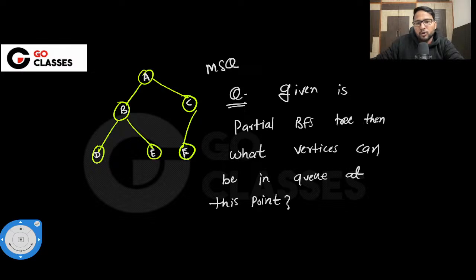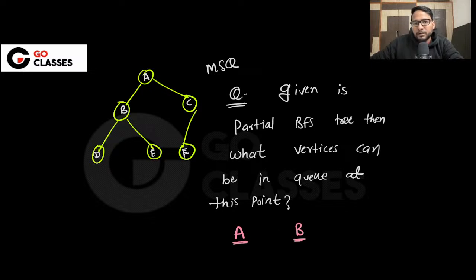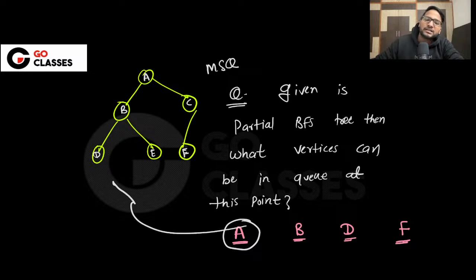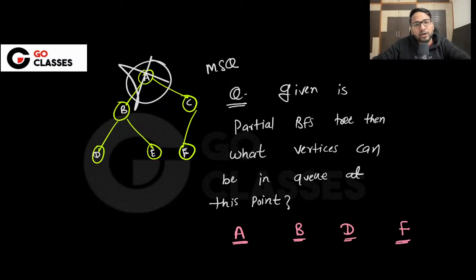Let's suppose the options are A, B, D, and F. So what are the answers here? Can you tell me? See, this is A. Can this be in the queue? This partial tree is given to me. Can A be in the queue currently? No, it must have been popped out. Only then are you exploring its neighbors, right?